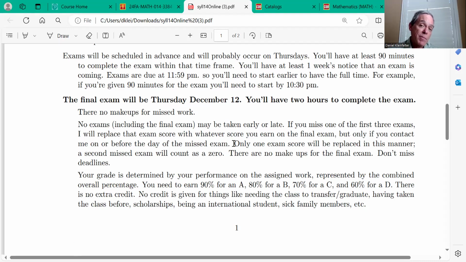Only one test is going to be replaced in that way. If you miss 2, then the second one will count as a 0. So try not to miss more than one test.